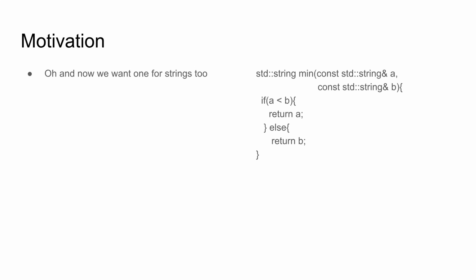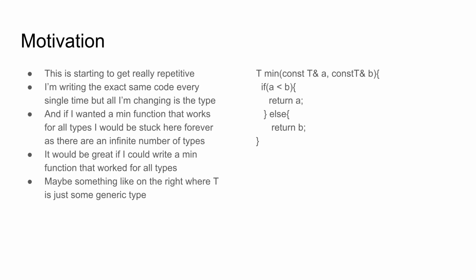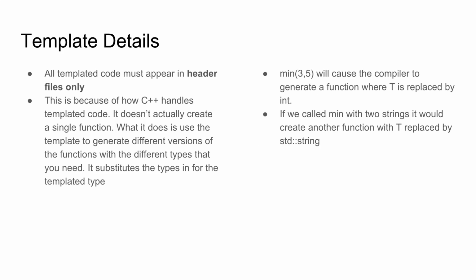Right? So we create many different functions, but we'll only create the ones that we actually need. And so the compiler needs the templated definition to know how to write the code, because the compiler writes code for you when you're doing the template. So if we did something like min(3, 5), again, T would be replaced by int, and so you'd get an integer version of min. If we called it with two strings, you'd get a string version of min.